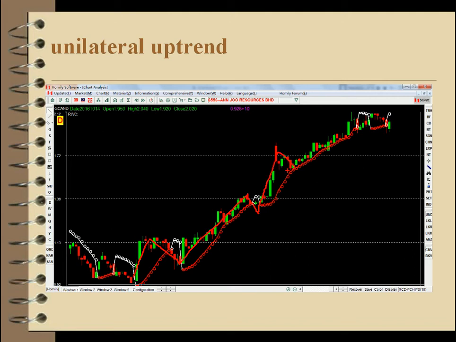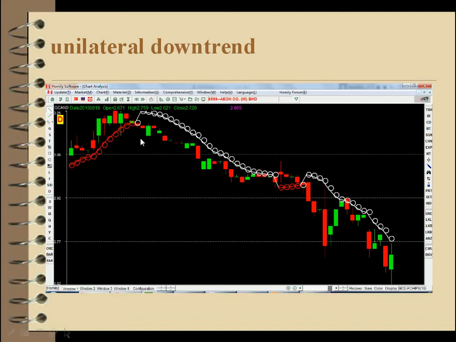You can pay attention to the low points. This one is a higher low, right? Higher low and higher high, that is what? That is the uptrend, right? So we can participate, or we can consider buying at this time. Okay, this is the uptrend. And this one is the unilateral downtrend.